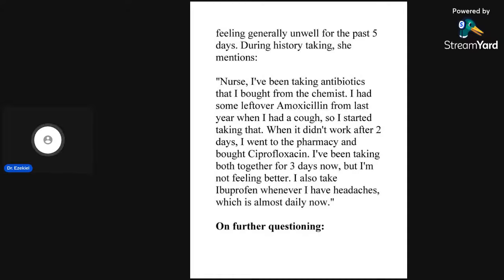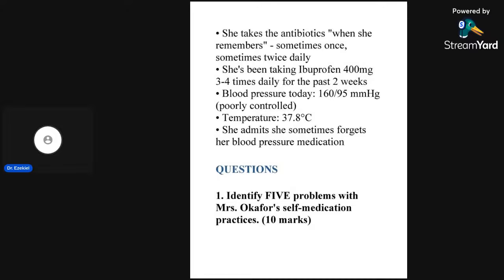So during history taking, she mentions, "Nurse, I have been taking antibiotics that I bought from the chemist. I have some leftover amoxicillin from last year when I had cough, so I started taking that. When it didn't work after 2 days, I went to the pharmacy and bought ciprofloxacin. I have been taking both of them together for 3 days, but now I'm not feeling better. I also take ibuprofen when I have headaches, which is almost daily now." On further questioning, she takes antibiotics when she remembers, sometimes once, sometimes twice daily. She's been taking ibuprofen 400 milligrams 3 to 4 times daily for the past 4 weeks. Blood pressure today is 160/95. Temperature 37. She admits she sometimes forgets her blood pressure medication.